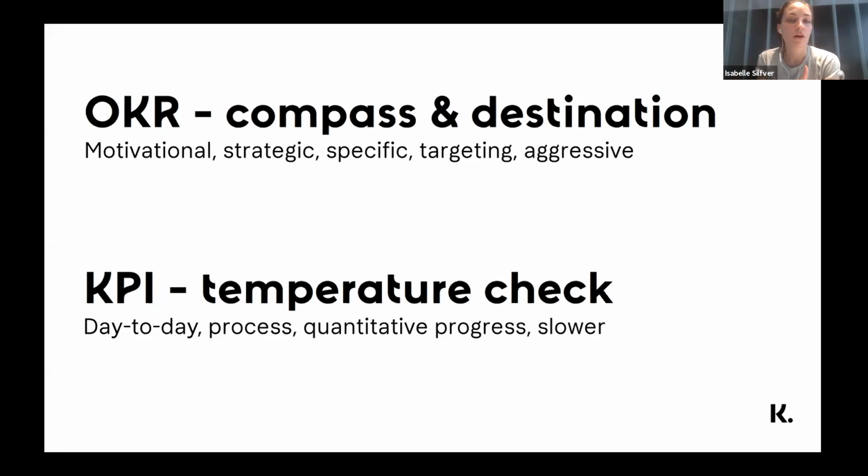Essentially, I look at OKRs like as a compass and a destination that we're heading towards. They're usually very motivational, strategic, might be more scoped, specific. There's a target, and they can be very aggressive to just create this motivation for teams. While I see KPIs as more of a temperature check, looking at these day to day or week by week, depending on what the goal is that you're striving for. We're looking at a process, what happens around us, what brings us forward, looking more at a quantitative perspective, of course. And I think that the progress of this is also slower to see a difference over time.